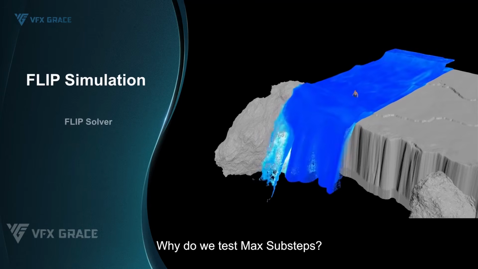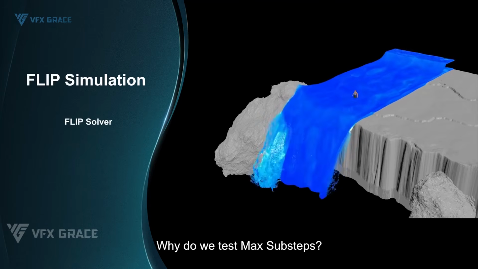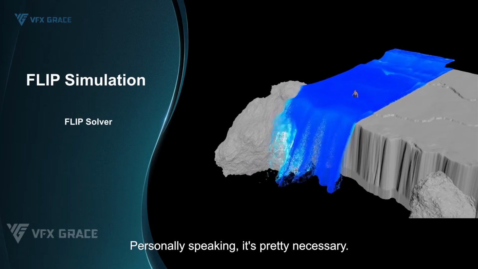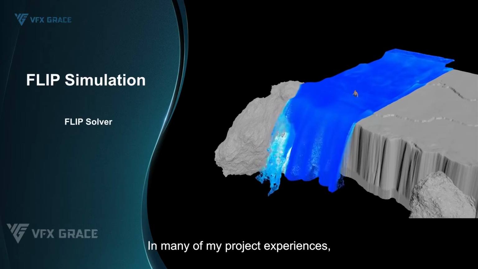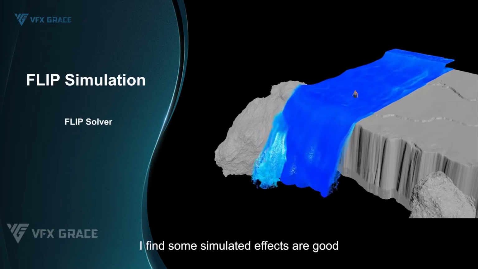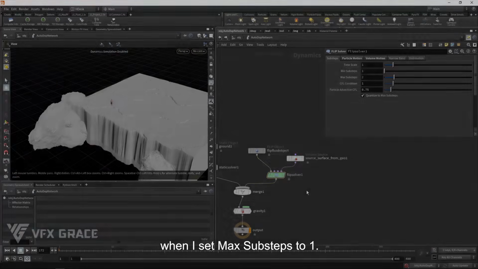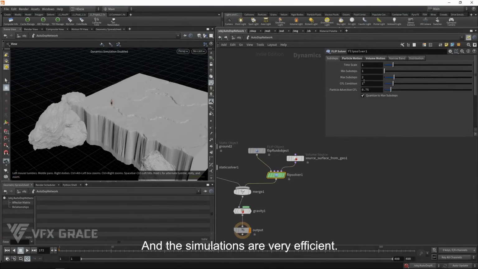Let's get started. Why do we test max substeps? Personally speaking, it's pretty necessary. In many of my project experiences, I find some simulated effects are good when I set max substeps to 1, and the simulations are very efficient. So sometimes we can speed up simulations with it. Basically, I tested it in my every project. If the simulated effect is acceptable, I will set max substeps to 1 to simulate flip. To improve work efficiency, we may have a try.